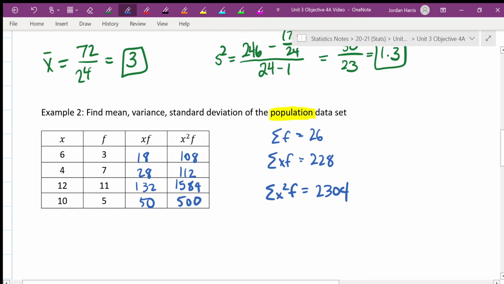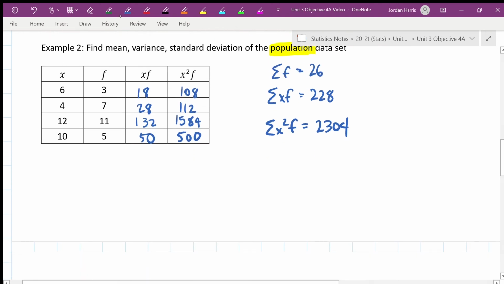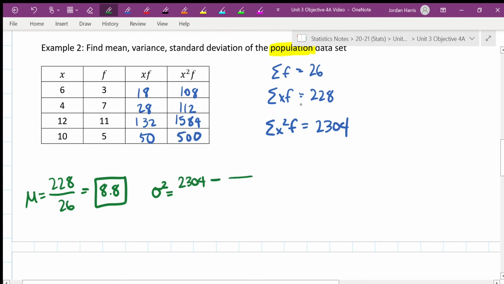Okay, now we're finding population, so make sure you realize that. Use the correct equation. The mean is mu, 228 divided by 26, which is 8.8. The variance is sigma squared, that is the sum of the squareds minus the sum of the non-squareds squared, so 228 squared, divided by the sum of f, all over just the sum of f in this case.